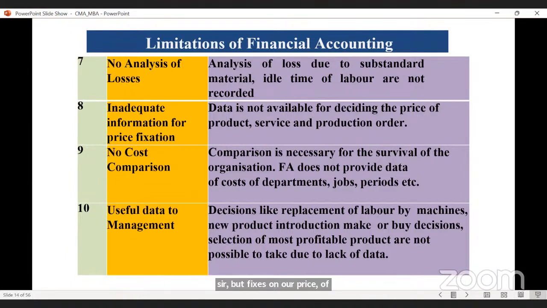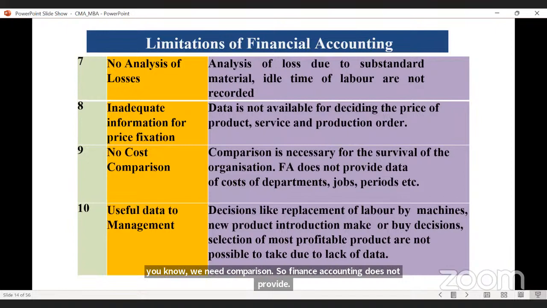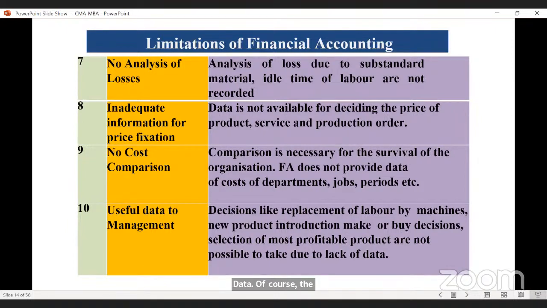Again, no cost comparison is there. Comparison is necessary for survival of the organization. As you know, we need comparison. So financial accounting does not provide data of cost for departments, jobs, periods, etc. So we cannot compare the cost of last quarter to this quarter, or last year to this year, or the cost of this department to that department. Okay, so that is another limitation.